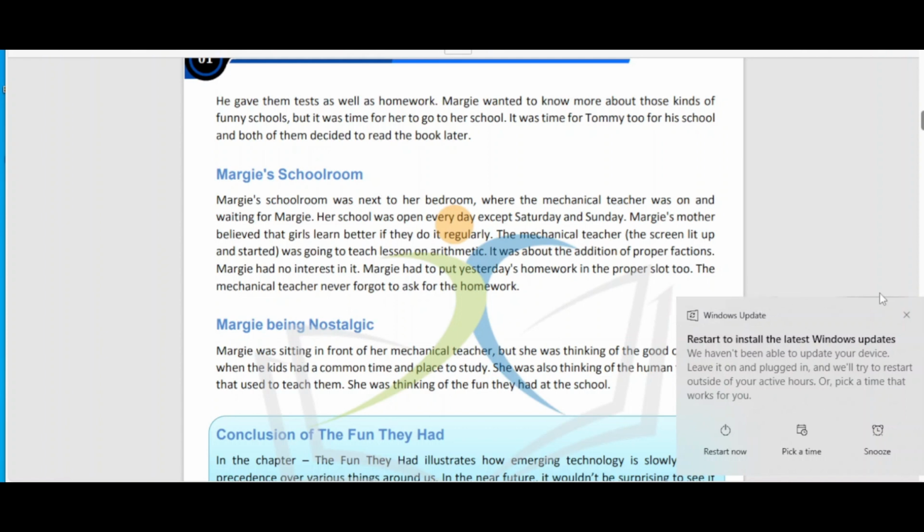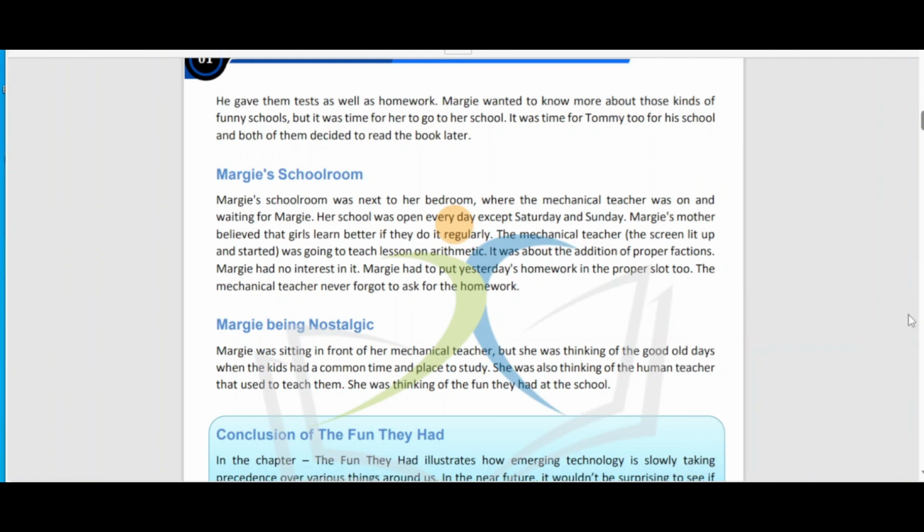Next, the mechanical teacher. The screen lit up and started. The mechanical teacher is actually an image on the screen. So on the screen, that image lit up and started and was going to teach a lesson on arithmetic. Today she learned about the arithmetic subject. It was about proper fractions. So in arithmetic, she had a particular topic of proper fractions.